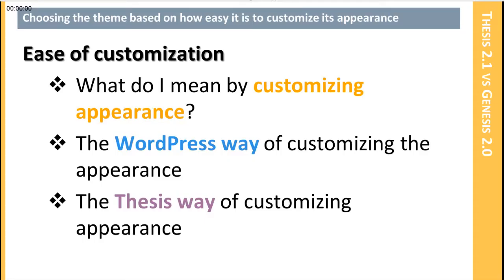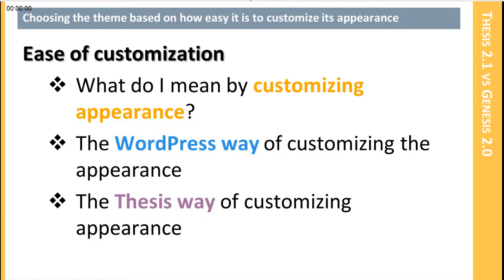Choosing the theme based on how easy it is to customize its appearance. Okay, so what do I mean by customizing its appearance? What I'm referring to here is changing font sizes and colors, changing backgrounds with background images and colors, changing what displays, for example, post images or thumbnails, or post meta, for example, displaying the date or author or category, stuff like that.